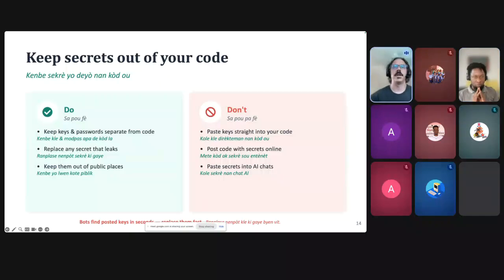Okay, another topic is keeping secrets out of your code. There are things like API keys. There are other types of passwords and credentials.